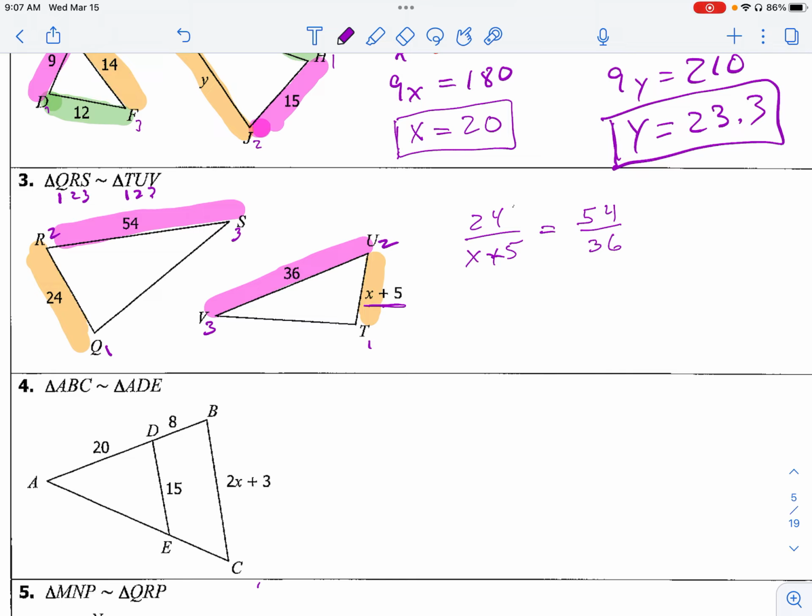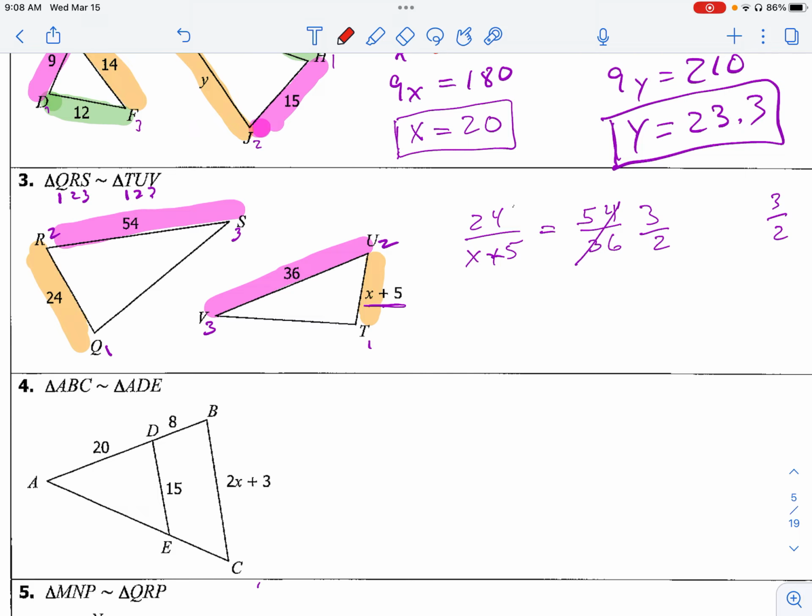So we end up with 27 over 18. Those are both divisible by 3. 9 over 6, divisible by 3 again. So we end up with 3 over 2. So I'm going to get rid of all this stuff right here and just deal with my 3 over 2.